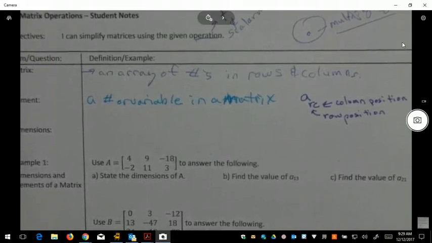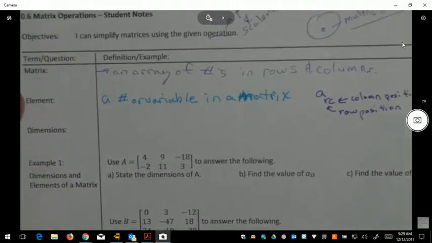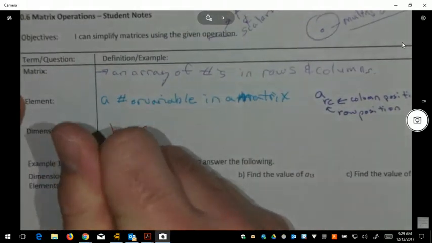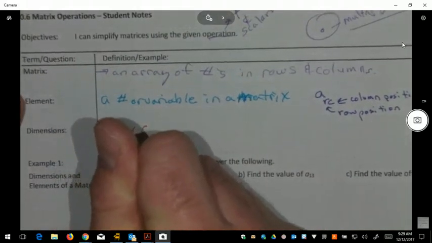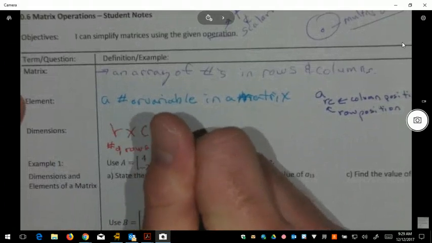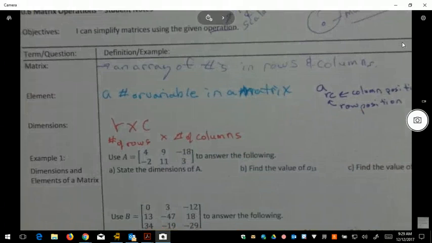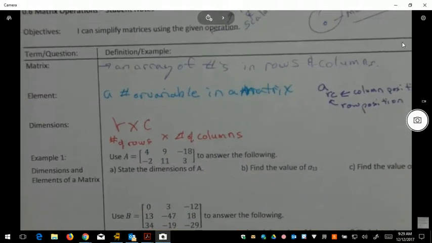The dimensions of a matrix are R by C. They're always written as R by C, number of rows by number of columns. What's a column? Is it horizontal or vertical? Vertical. Columns are vertical, rows are horizontal.